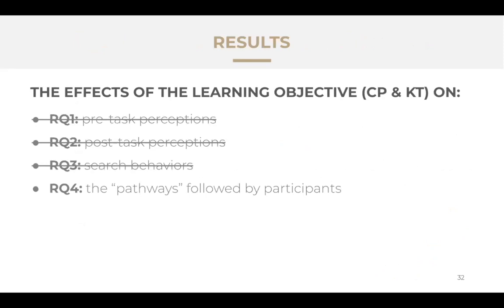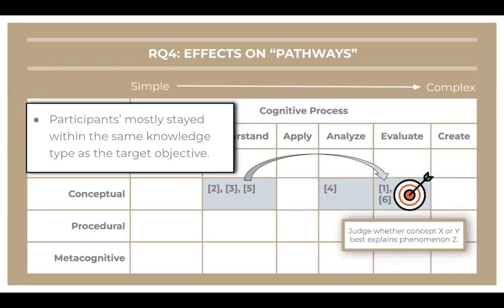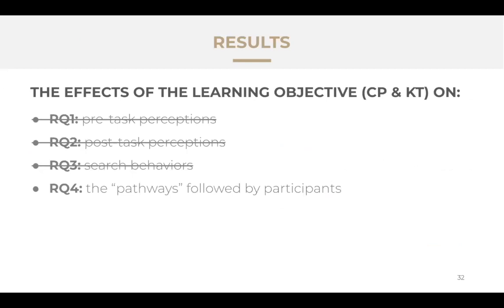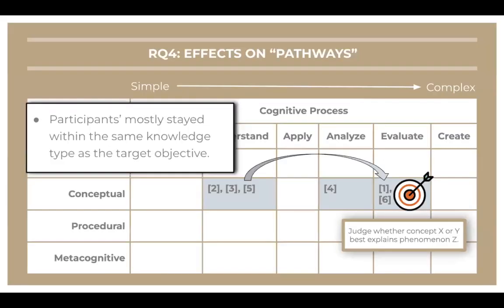So now, on to results. One of the things that, so again, I'm basically just going to give you a few of the trends that we observed in terms of the pathways that people followed. One of the things that we noticed is that much like this example that I gave you, when we gave people, let's say, a conceptual objective, they moved around the cognitive process dimension, but they tended to stay within the same knowledge type. And so we decided to analyze these pathways based on the cognitive processes traversed along the path.